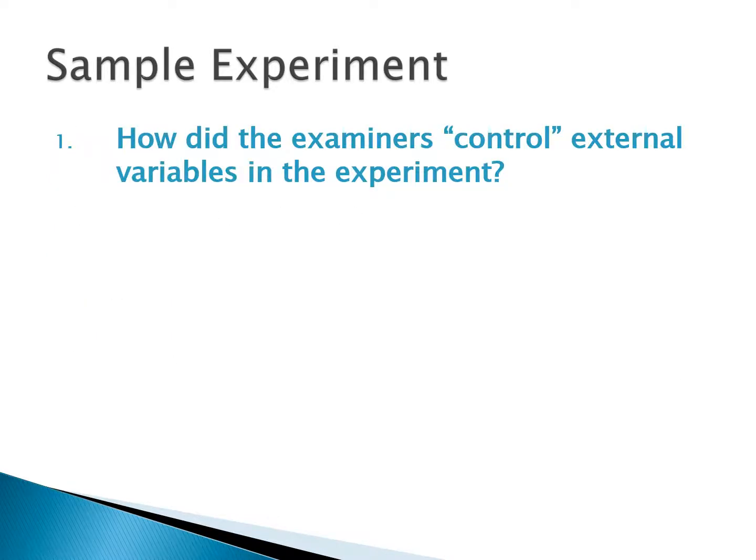Number one, how do the examiners control external variables in the experiment? Remember, when we're talking about controlling variables, we want to limit the effect of anything external to the experiment so that the only difference between the two groups is whatever medication or placebo that they're receiving.